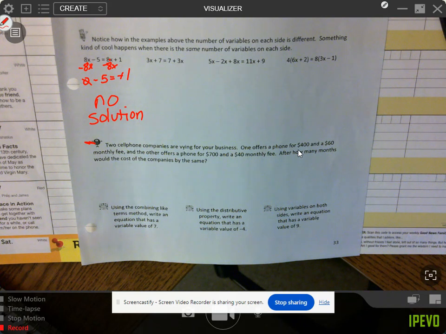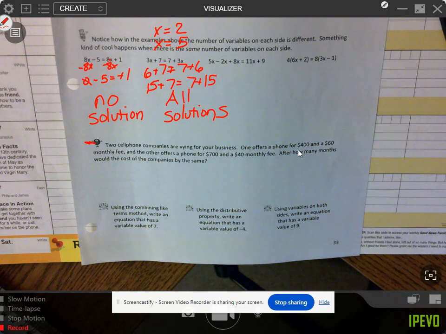So, if we think about this, let's do x equals 2, we would have 6 plus 7 equals 7 plus 6. Okay, so let's do x equals 5. We would have 15 plus 7 equals 7 plus 15. Does it matter what we put in for x? We will get all solutions. So it's either going to be no solution or all solutions. Okay?